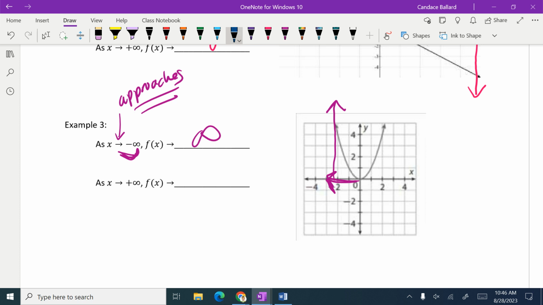Okay. This is saying my x value is going towards the positive, or toward the right. So is my x value going to the right? Where's my y value going? Also positive infinity.